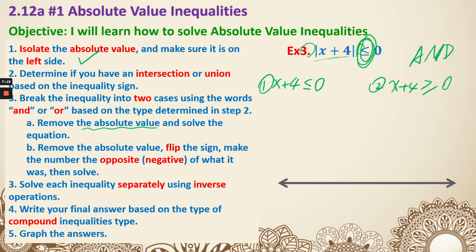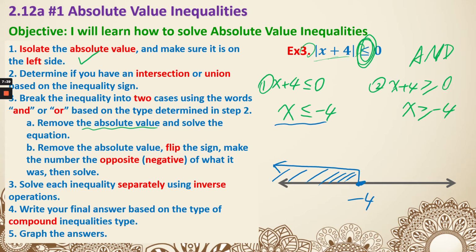Next, you're going to solve them separately and write your final answer as compound, then graph. So let's start solving. This one is going to give you x is less than or equal to negative 4. This one is going to give you x is greater or equal to negative 4. Now it's time to graph. For the first one, negative 4 is right here and is pointing to the left. I'm going to shade everything over here, including negative 4. And then we have x is greater or equal to negative 4. That's going to be pointing to the right, but it also starts from negative 4.